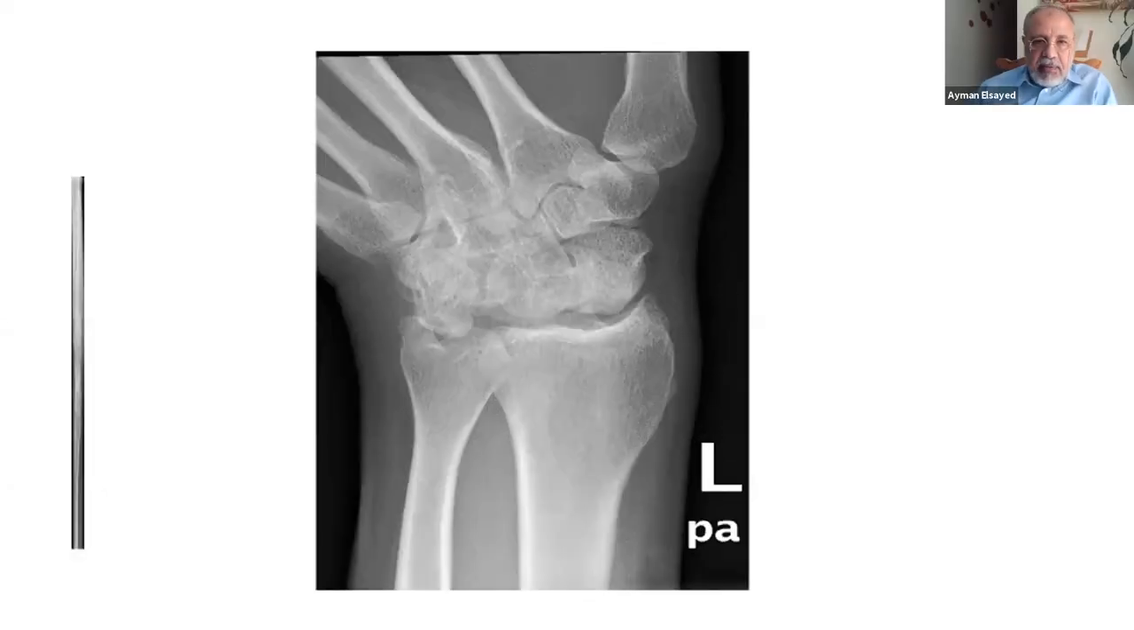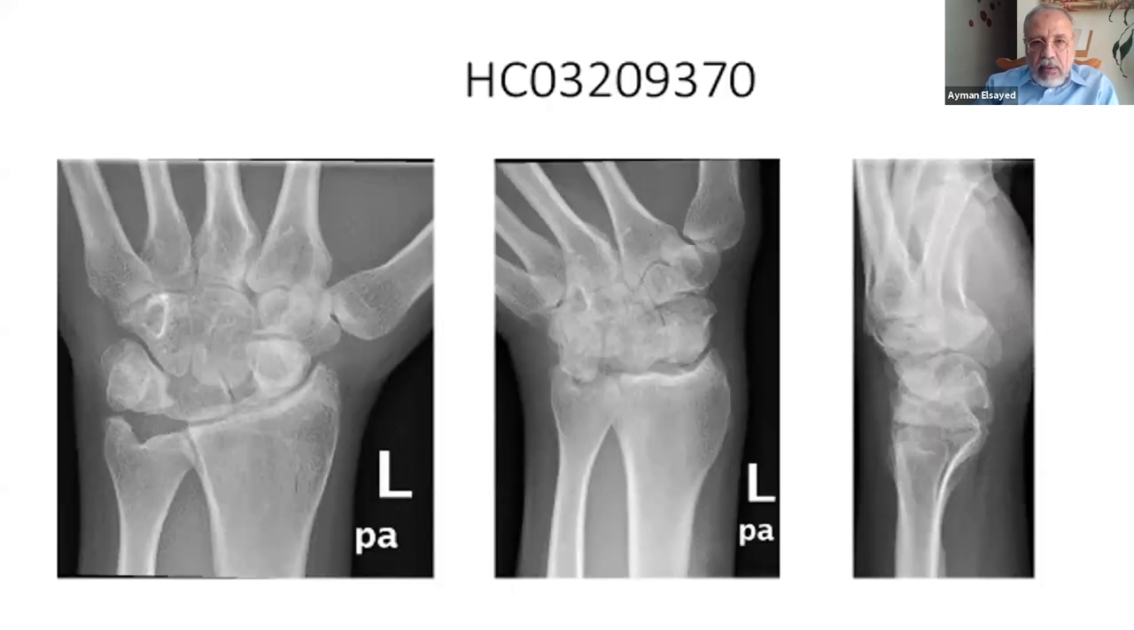This is a right-handed teacher, 34 years old, who came complaining of pain and stiffness of the left wrist. He had a history of a fall 5 years before coming to our clinic. His PA X-ray showed that the carpal bones had been disrupted and we could not see the lunate and triquetrum well, but other views showed that this was a dorsal perilunate dislocation of the wrist.